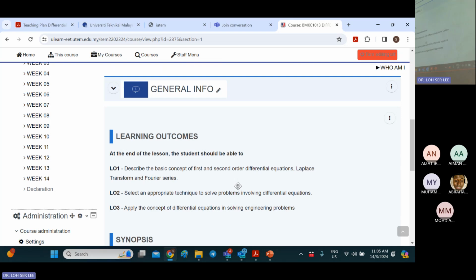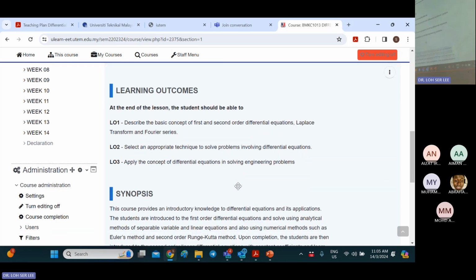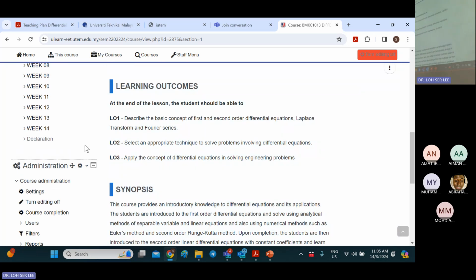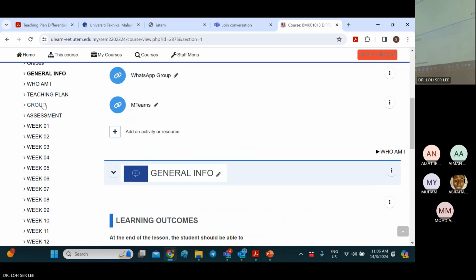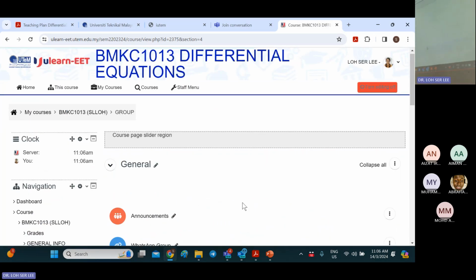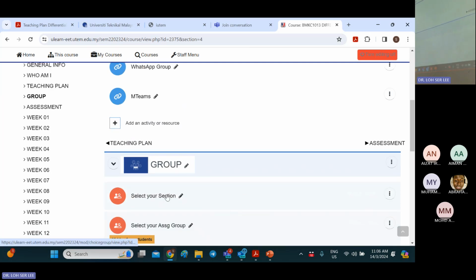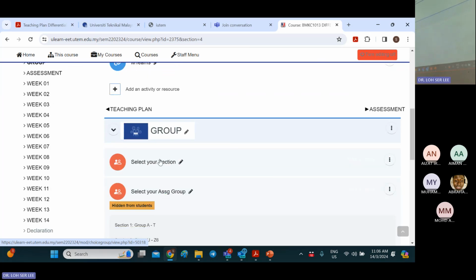So under general info, you see the learning outcome and synopsis. Later we will go through the teaching plan. And one more thing, I want you to select a section in the ULearn, under the tab of group. Select your section.